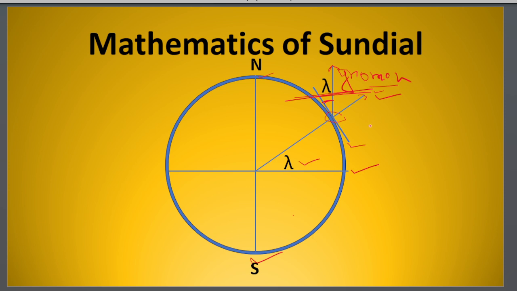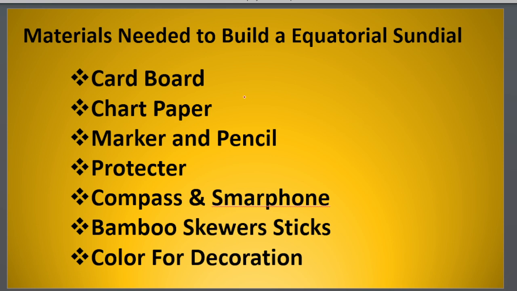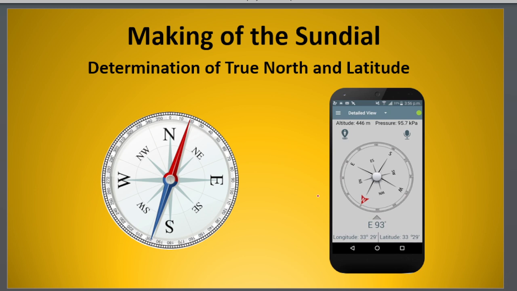So let's make the equatorial sundial. We need some cardboard, chart paper, marker, pencil, protractor, compass or smartphone, bamboo sticks, the small sticks used in cooking, and color for decoration. Using a compass, you can find the true north. Here you see the true north position. You need to align the axis, that is the normal, in that direction.